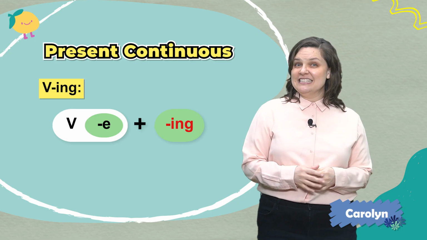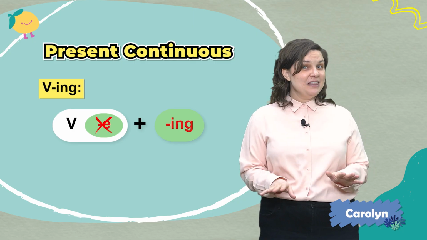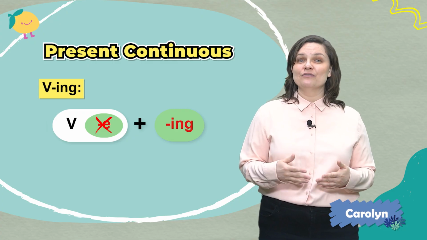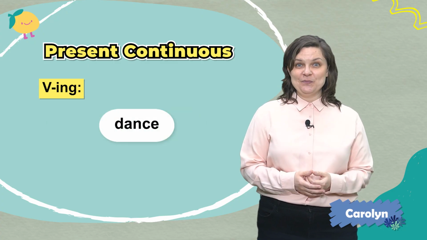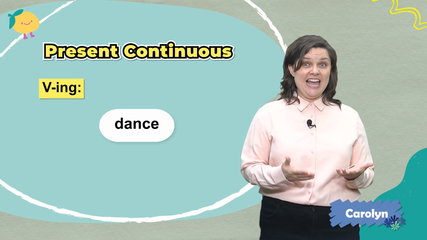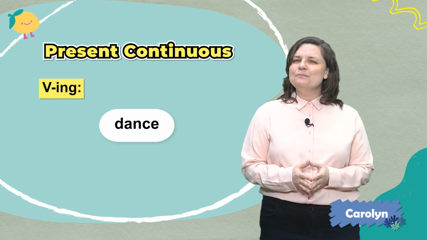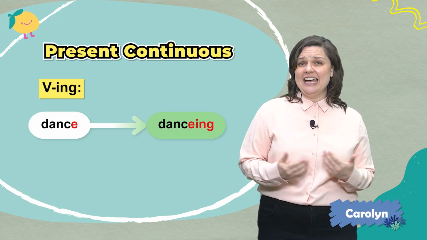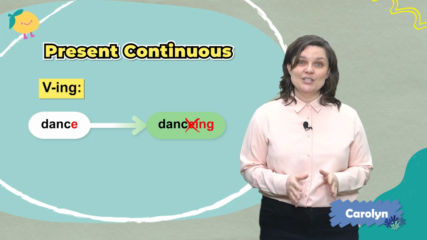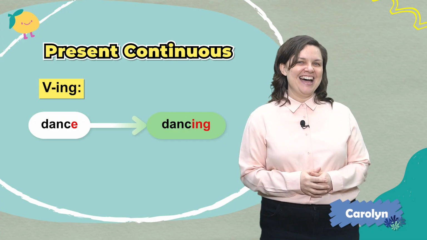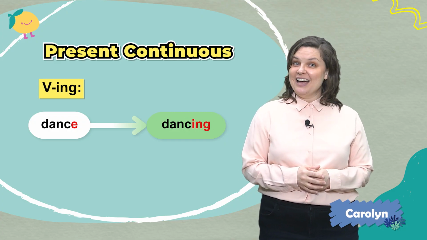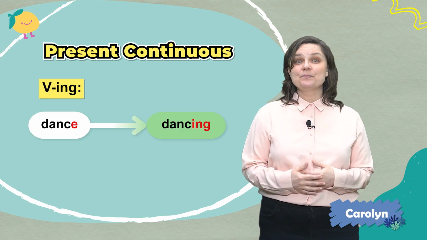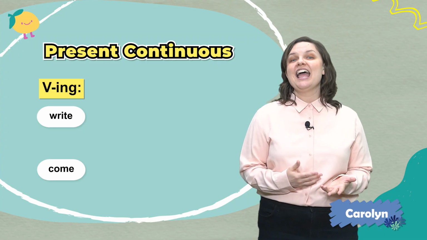Here is another rule. If a verb ends in E, we drop the E and add ing. Let's look at the verb dance. So, dance is spelled D-A-N-C-E, but we don't write D-A-N-C-E-I-N-G. That's wrong. Drop the E, add ing. So the spelling becomes D-A-N-C-I-N-G.